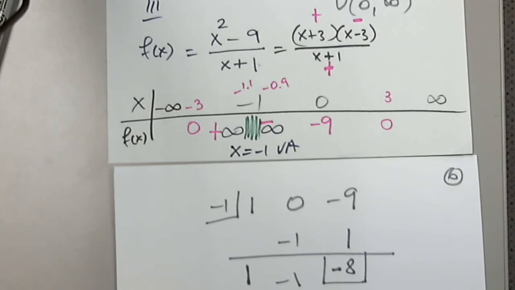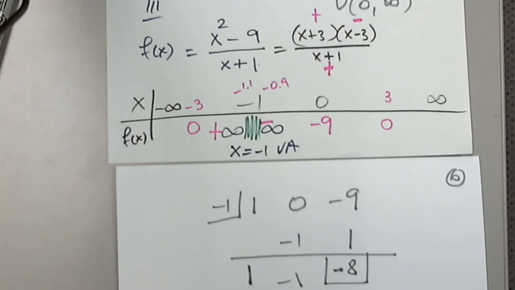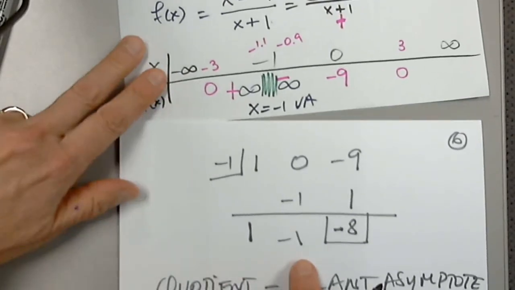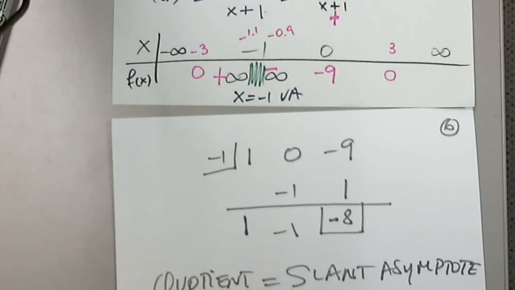Can anyone give us the quotient? The quotient equals the slant asymptote. Y equals, can anyone give us the quotient? Thank you. This is the slant asymptote. The remainder doesn't mean anything, because negative 8 over x plus 1 at infinities will approach 0.